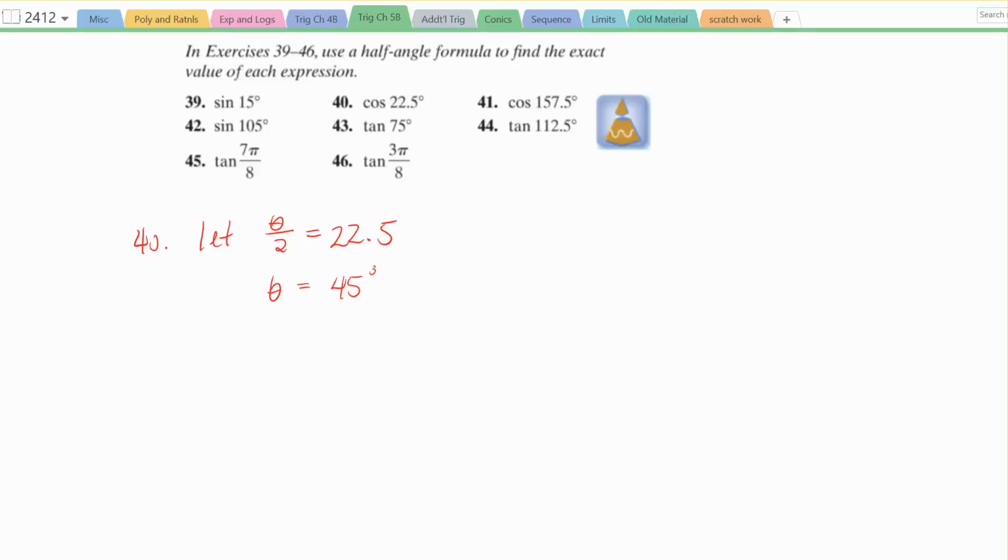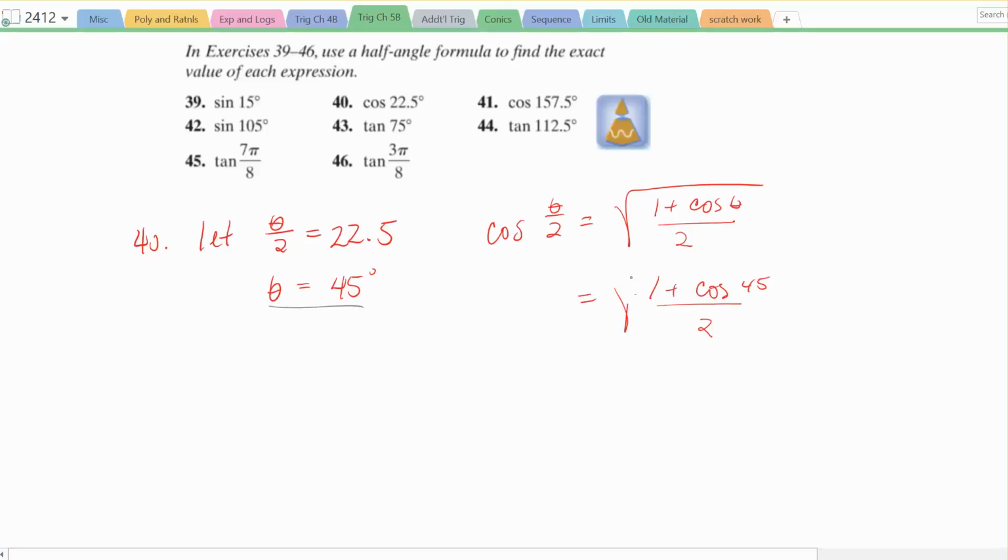So if we are using this idea, then the cosine of my half angle is equal to the square root of 1 plus the cosine of theta, divided by 2. And we've stated that theta is equal to 45 degrees, so that's the value we're going to plug into my formula. So I have 1 plus the cosine of 45 divided by 2. And I know that the cosine of 45 degrees is the square root of 2 over 2. Now all of that's divided by 2 under the radical sign.